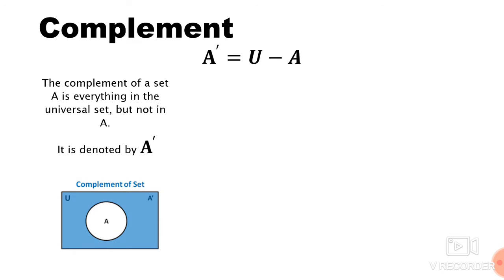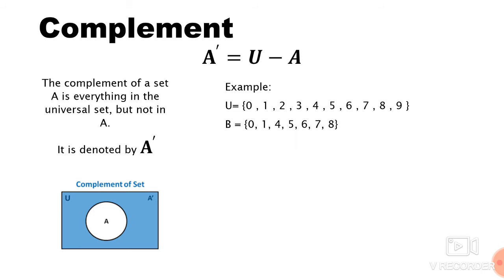Now the shading. According to the definition, complement involves everything which does not belong to the set. It means if we are finding A complement, then we will not shade set A, and everything which is written outside the circle will be shaded. Okay, now taking the example, we have a universal set which includes 0, 1, 2, 3, 4, 5, 6, 7, 8, 9, and a set B which has 0, 1, 4, 5, 6, 7, 8.